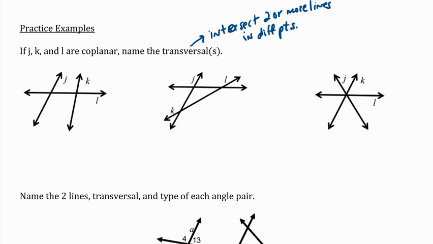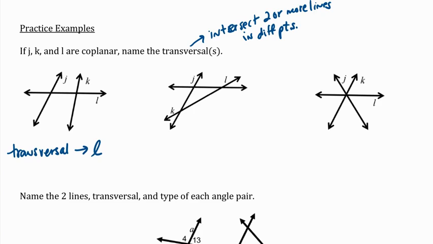So the first one, if I look at J, K, and L there, the only line that is intersecting more than one line is line L. So our transversal for this one would be line L, right? J and K only intersect line L. L is the only one that intersects 2 lines.